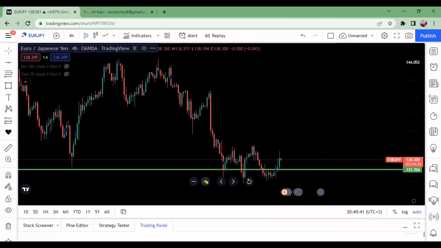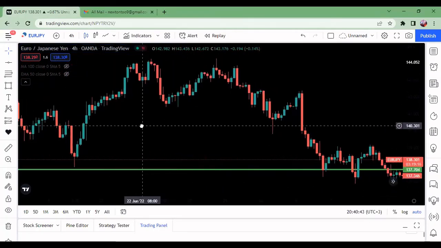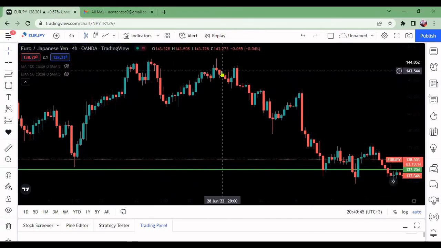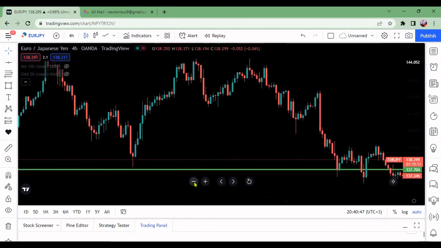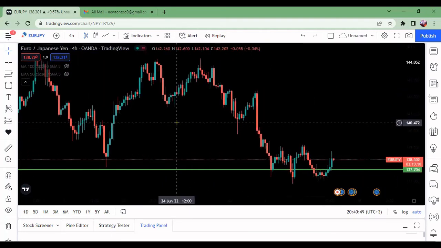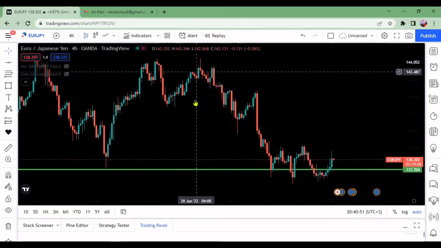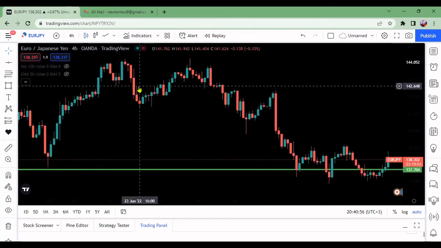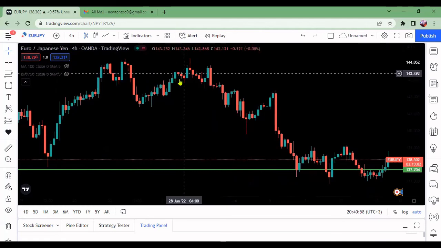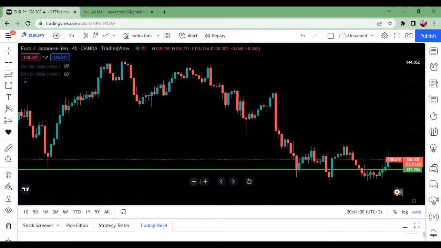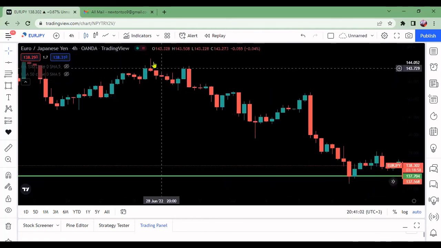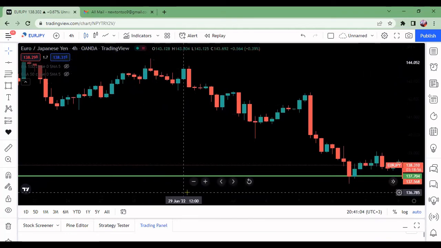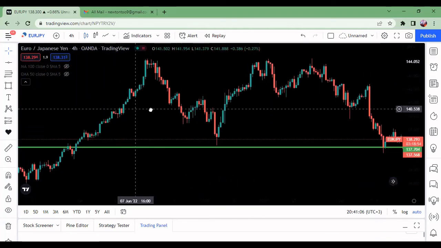Whenever you see a shooting star, it has got a long upper wick. You can spot this one here, isn't it? And you can see the market actually went down. You can see the shooting star, then the market actually went down.